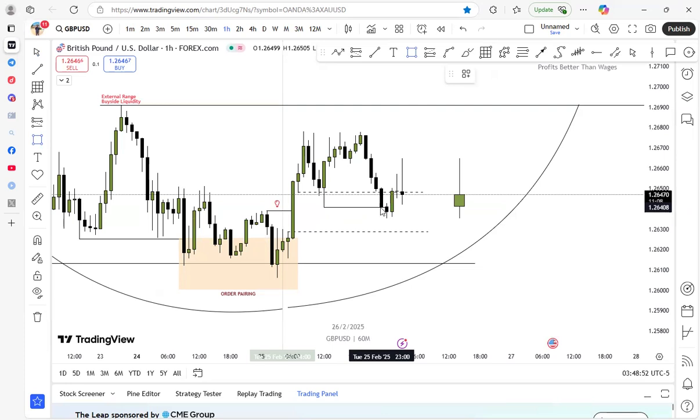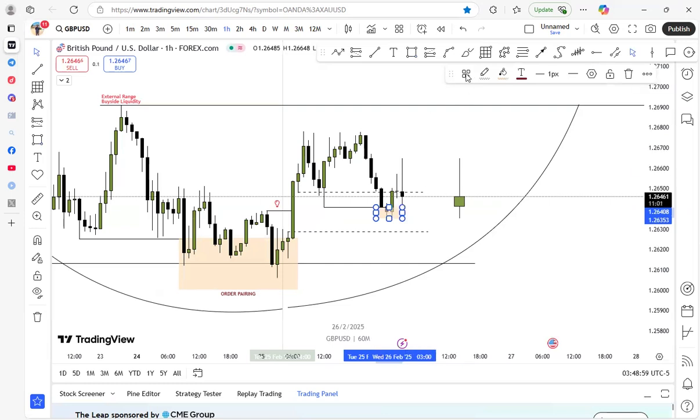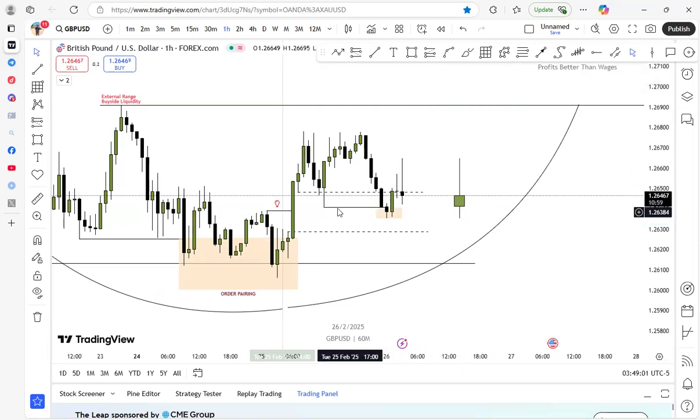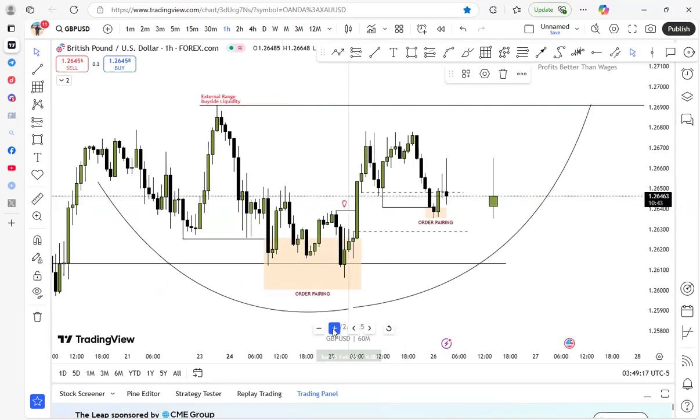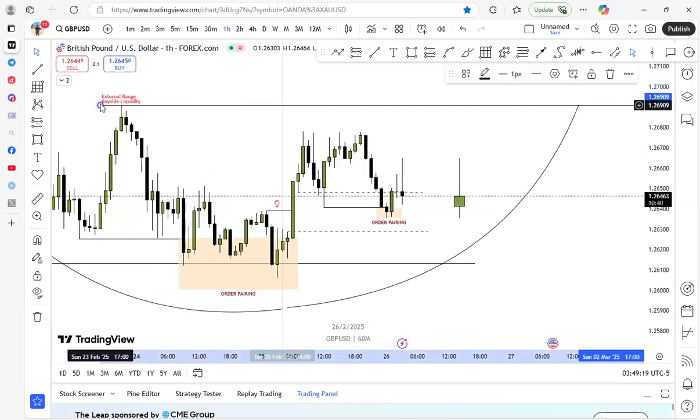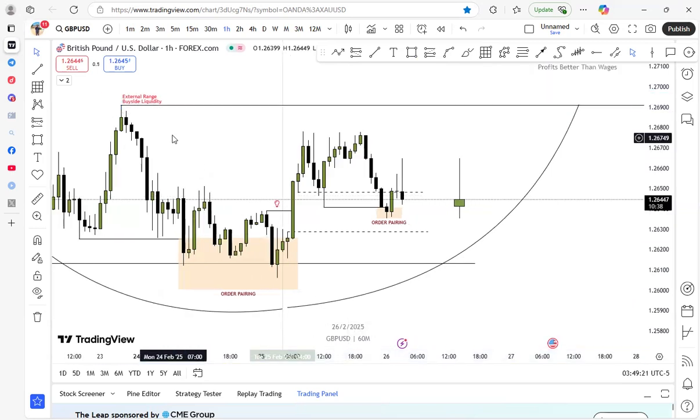So this is what you have here as continuation page. Okay. This is what we have as continuation page, or we can even say order pairing, because we are pairing sell stops and buy stops. And you can see that this continuation page is taking place within a key level. So this taking place within a key level means it is of high probability. And remember that we are drawing towards this external high.